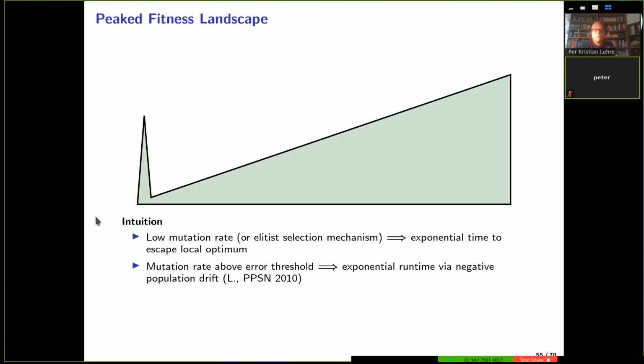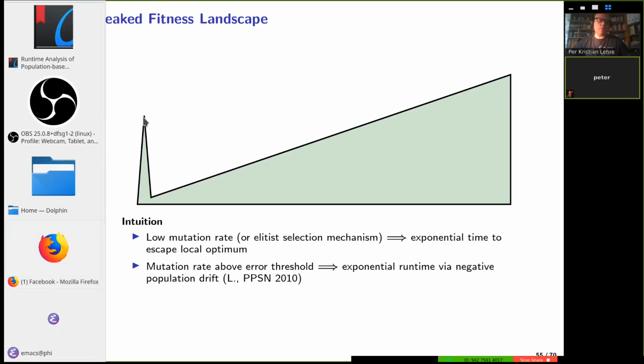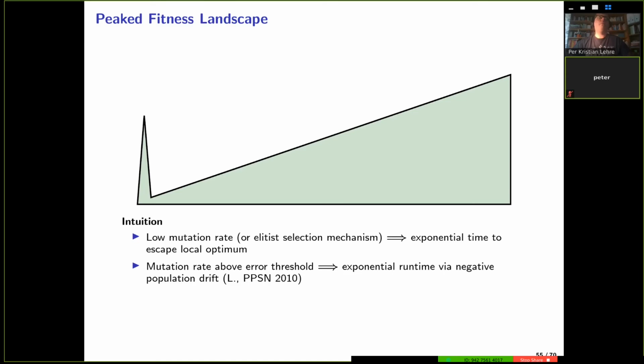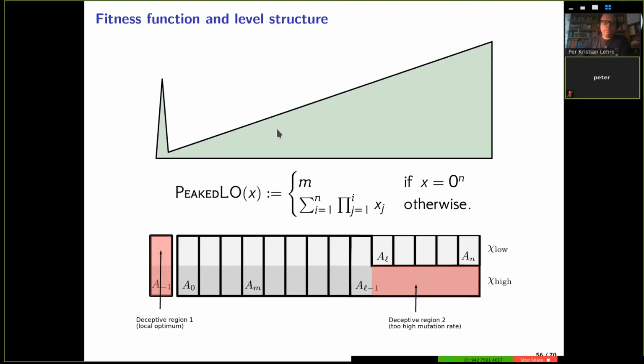Here is an example where we have a peaked fitness landscape, and we assume the population starts on the peak. We can prove that the self-adaptive mechanism will actually be more efficient. This is the definition of the fitness function. The exact definition is not so important, but we have a peak here, and we need to overcome this peak to get to the optimum.